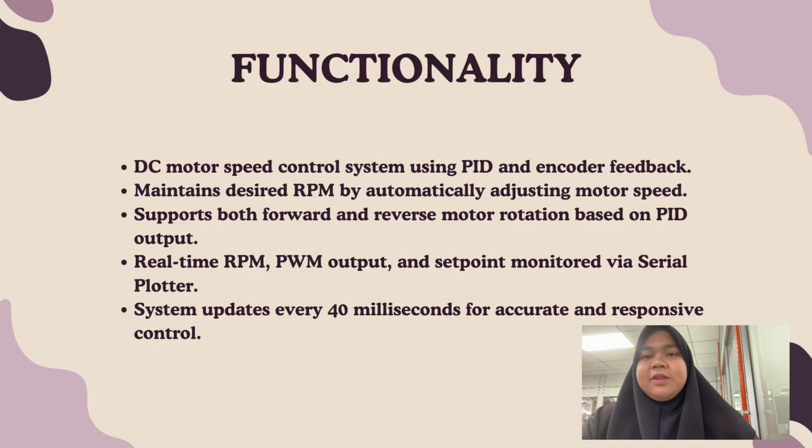The functionality of this project is a DC motor speed control system using PID and encoder feedback. The goal is to maintain the desired RPM by automatically adjusting the motor speed using the PID algorithm. It works in both forward and reverse direction depending on the PID output. All key data, including the actual RPM, PWM output and set point, are monitored in real time using the serial plotter and serial monitor. The system updates every 40 milliseconds to ensure accurate and responsive control performance.